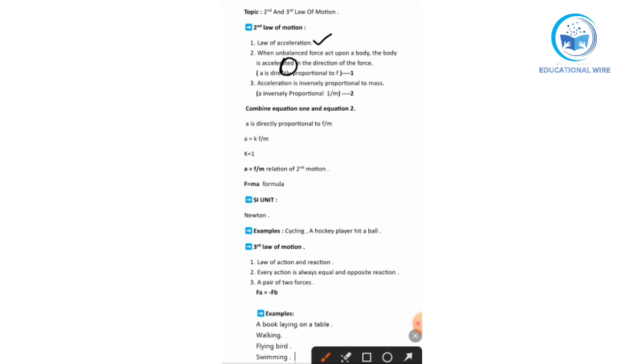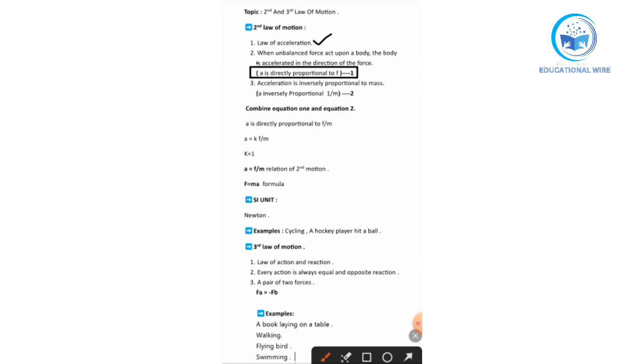Like we have any object here, and we put a force on it and it moves forward, accelerating. So it says that when an unbalanced force, not a balanced force, acts upon a body, the body is accelerated in the direction of the force. This is called the second law of motion. After that, this is our first equation, that A is directly proportional to F.